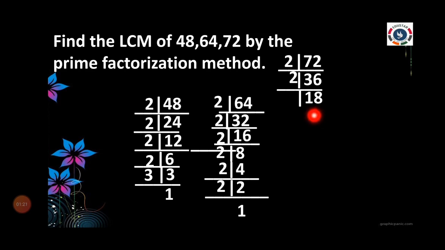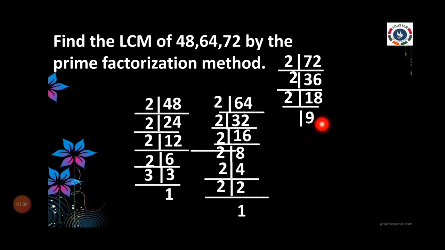Then again you are getting an even number. An even number means automatically use 2 again. 2. How many times are 2's there in 18? 9 times, 9 2's are 18. So write 9 below 18.